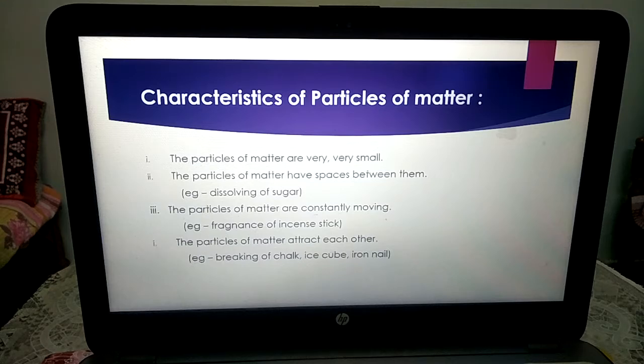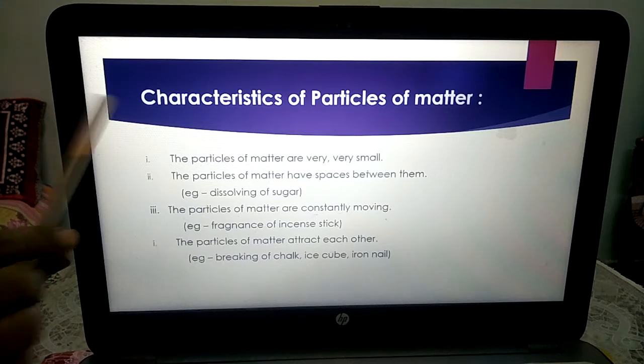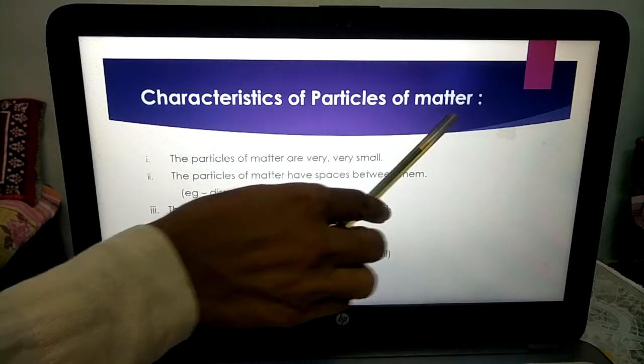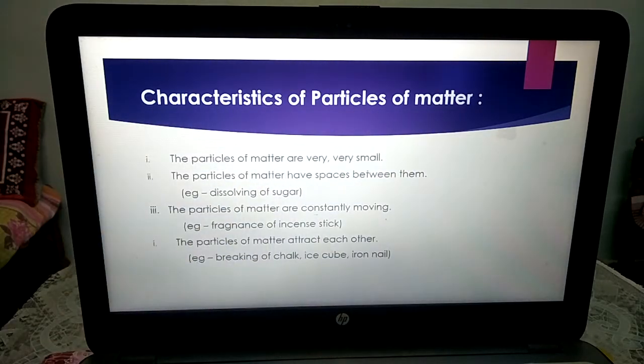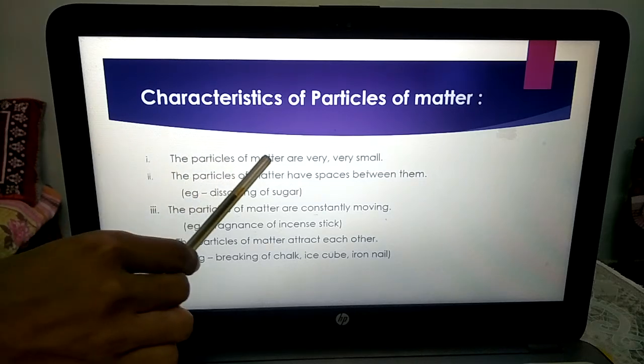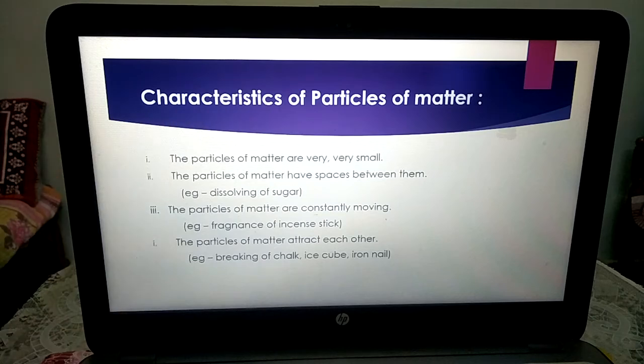Here we will be learning the characteristics of particles of matter. There are four characteristics. The particles of matter are very small. I have already said that particles are very small.